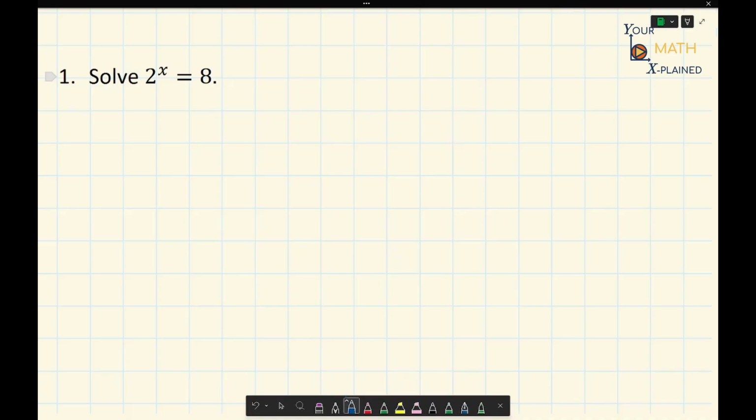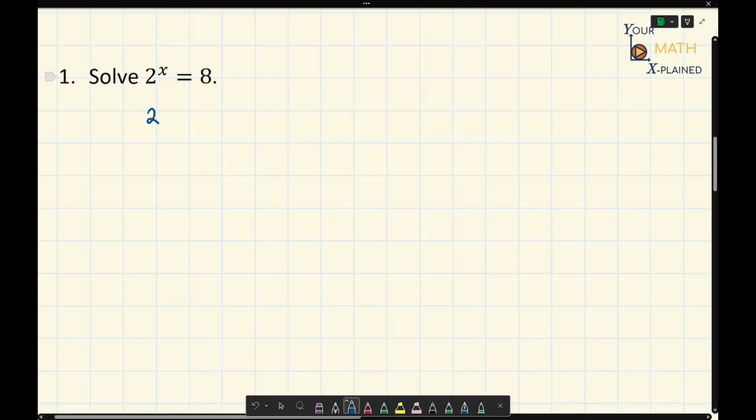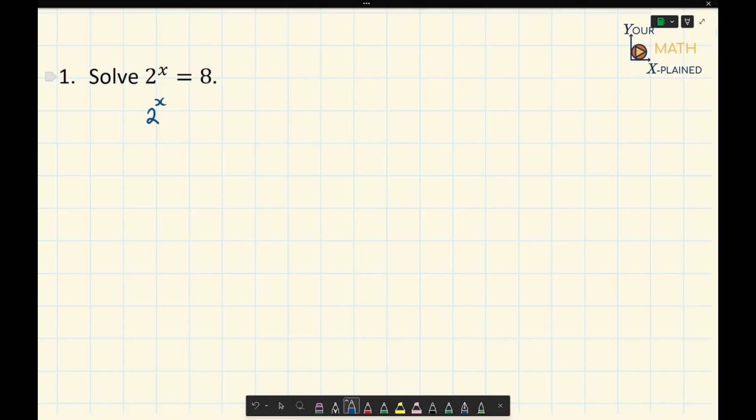So meaning, on the left-hand side, our base is 2, so we will leave it as 2 to the power of x. But on the right-hand side, 8 can be rewritten as 2 to the power of 3. So we're going to write that as 2 to the power of 3. So now, because we have the same base on both sides, both are 2, we can now just compare the exponents. So what we end up with is we get x is equal to 3.